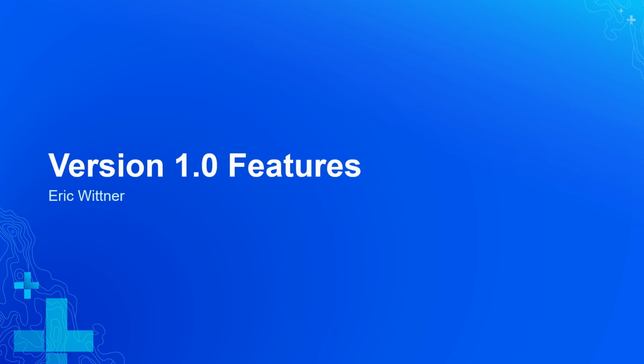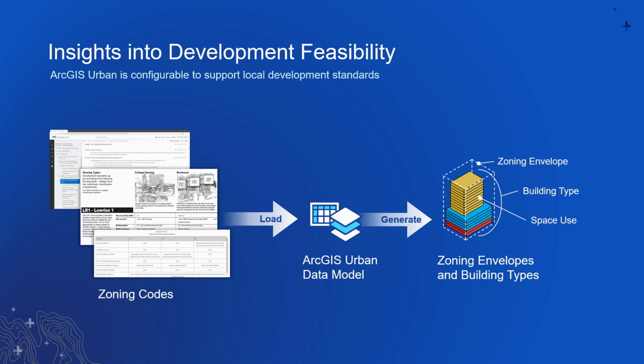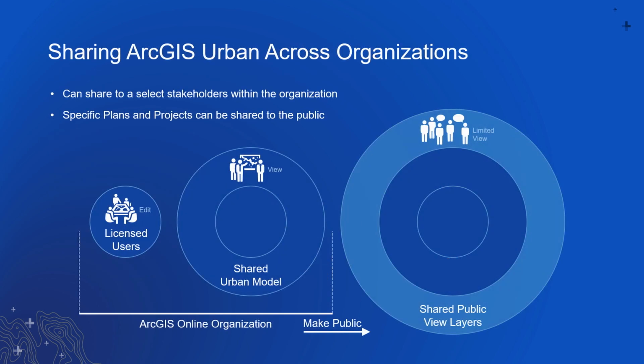Okay, so version 1 released last week. It's available. It is a premium application built on ArcGIS Online, and it's licensed per named user. It provides insight into development feasibility, so it allows you to understand what change is going to happen around your city based on zoning codes. Those codes are pulled into the ArcGIS Urban data model and used to create representations, zoning envelopes and building types, which can drive reporting, and you can do comparison between scenarios.